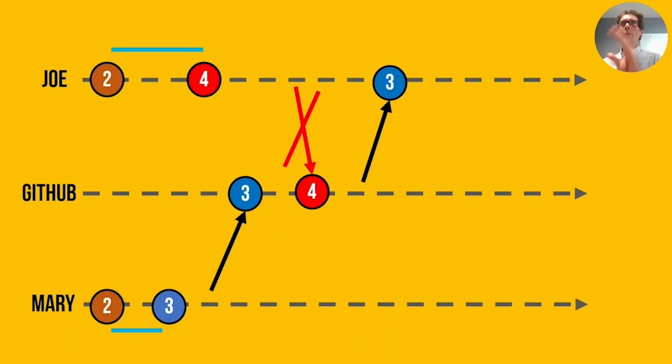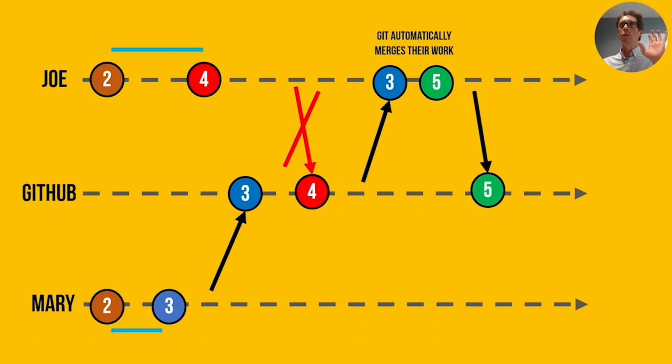Joe has to pull Mary's work to his laptop, where Git will automatically merge the 2 team members' work together, creating another commit, which I'm just calling commit number 5. And Joe will push that commit to GitHub. Mary pulls that commit, and now the team are in sync.